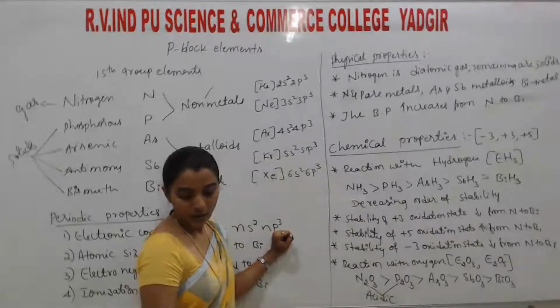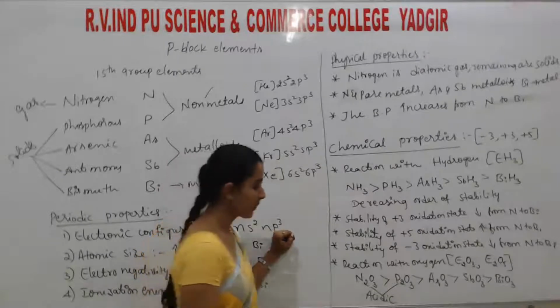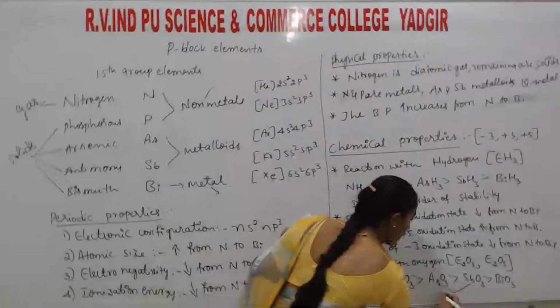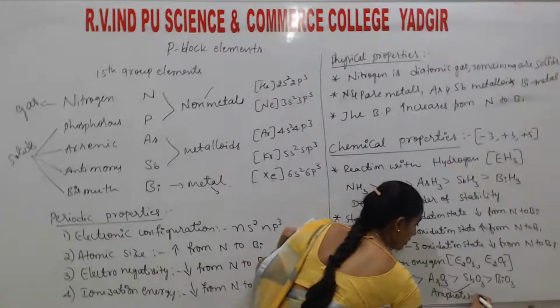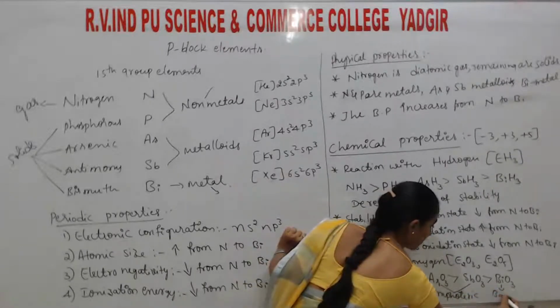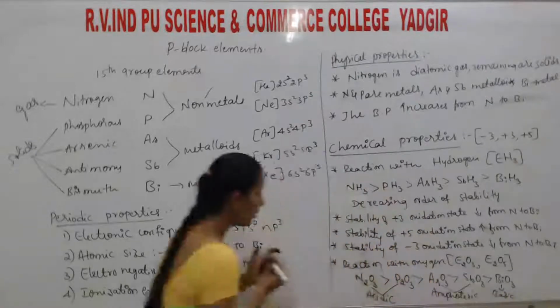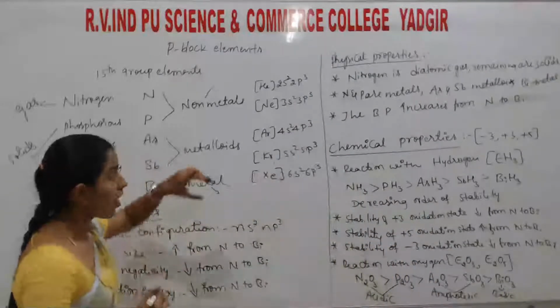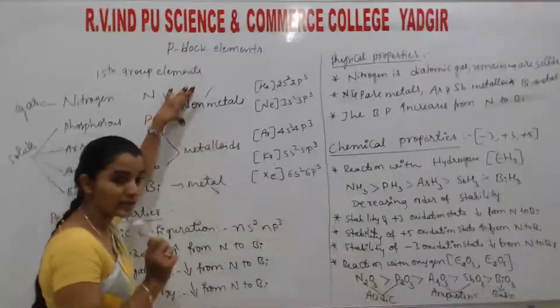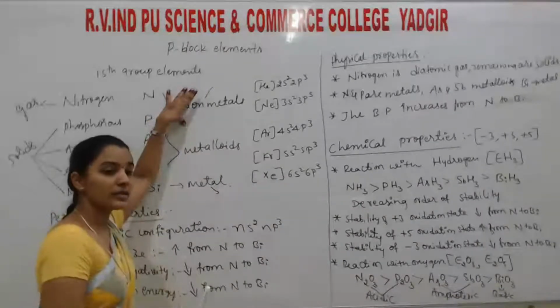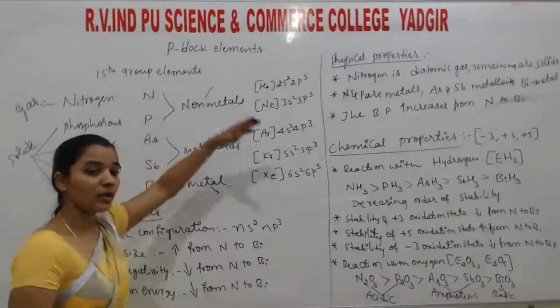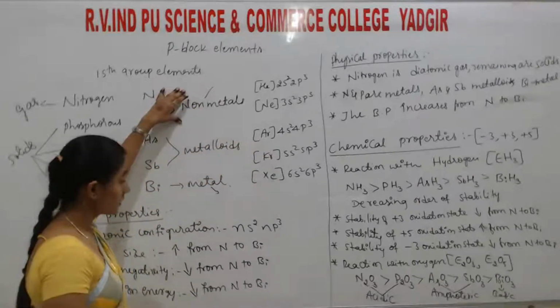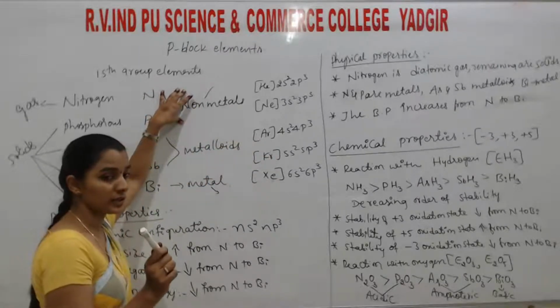These two are acidic in nature, and these two are amphoteric in nature. Very important. And this one is basic in nature. Remember why? Listen, if the halides of non-metals are there, they are covalent. If the oxides of non-metals are there, they are acidic.